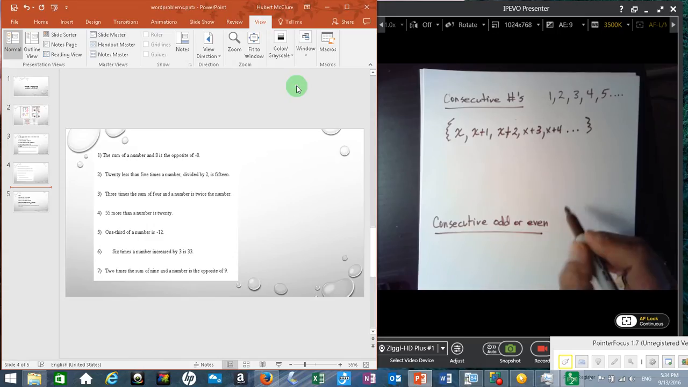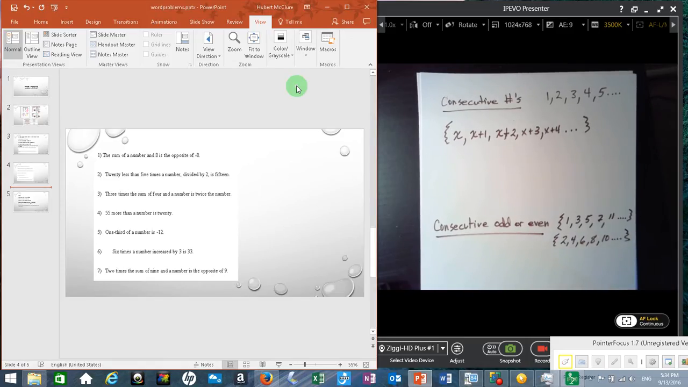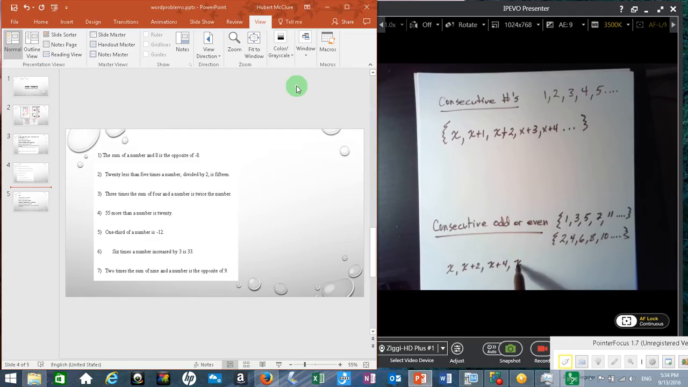Consecutive odd or even, well, let's just draw that. That'll be 1, 3, 5, 7, 9, and so on. That's odd. Even will be 2, 4, 6, 8, 10, and so on. The formula for both consecutive odd or even is going to be x plus 2, x plus 4, x plus 6, and so on.